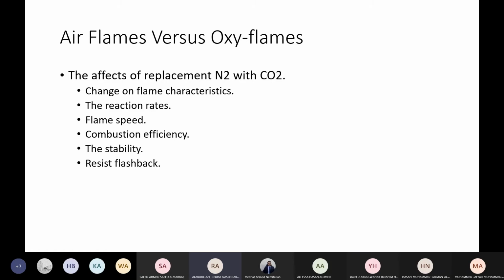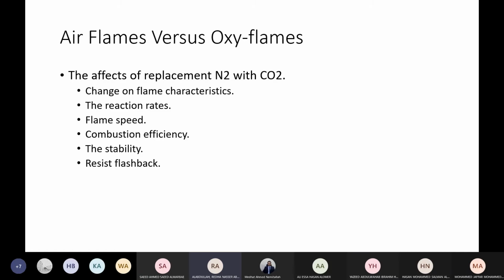Replacement of N2 with CO2 also affects the flame characteristics, primarily because N2 and CO2 have different properties such as heat capacity, thermal conductivity, mass diffusivity, and dynamic viscosity. CO2 is known to have an adverse effect on the reactant rates, flame speed, and combustion efficiency.